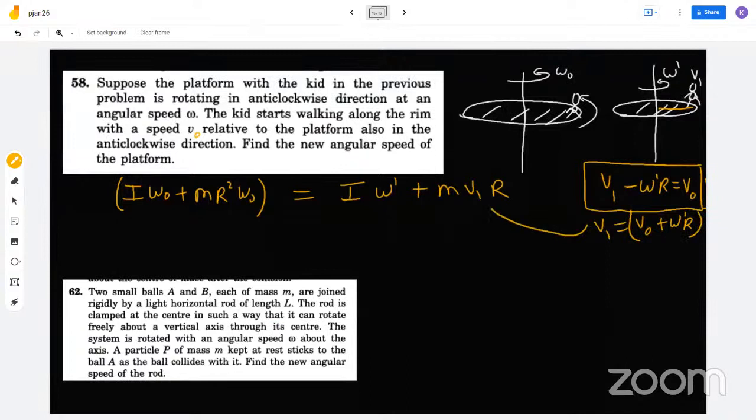So this v1 you can put here, and now you can find omega dash. Now guys, this one is 62.